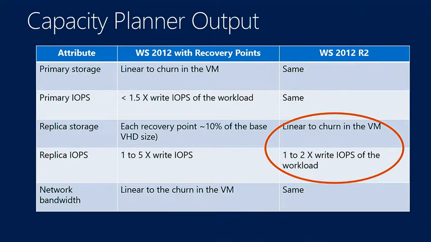So in 2012 R2, for recovery points, rather than replaying those logs into differencing disks while things are running, we actually just keep the logs around. And we only replay them into a differencing disk if you ask us to use a recovery point. So that's a big change. The performance impact of recovery points has gone down significantly. However, there is still a performance impact, and more crucially, there is a space impact.